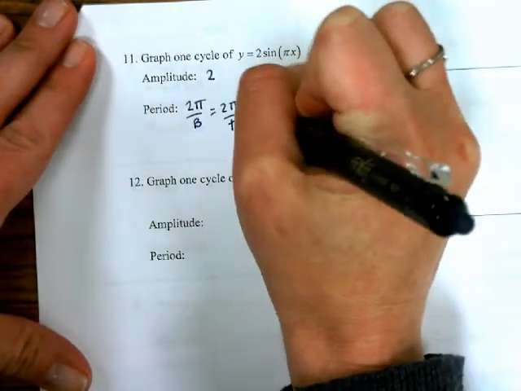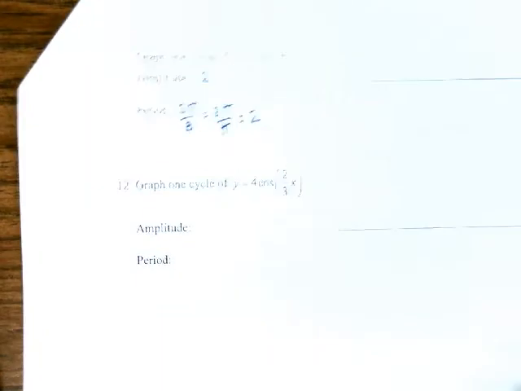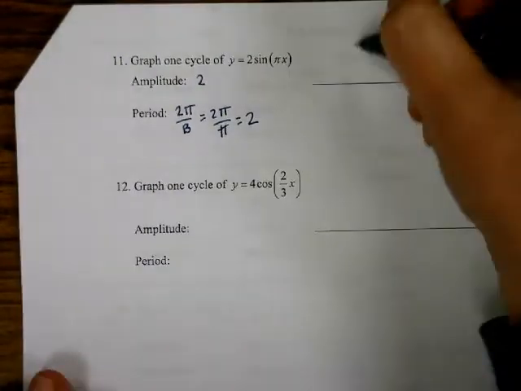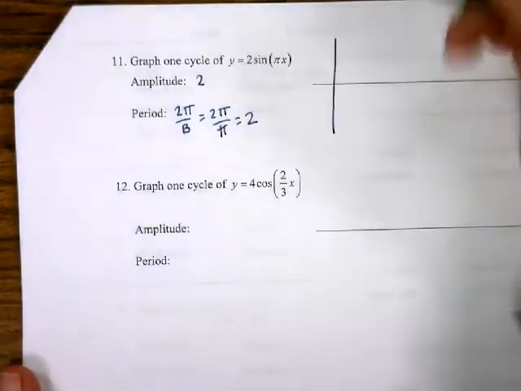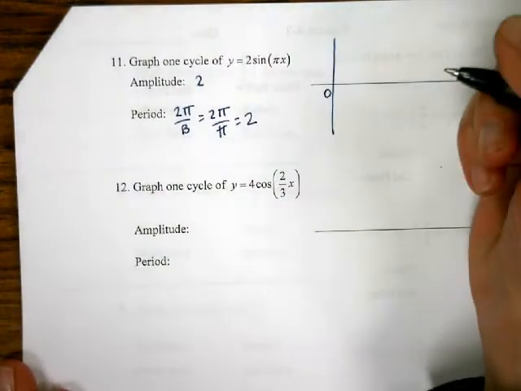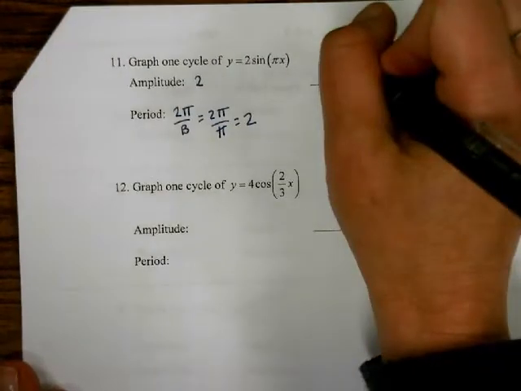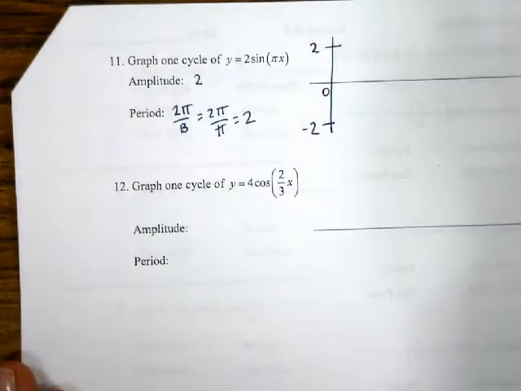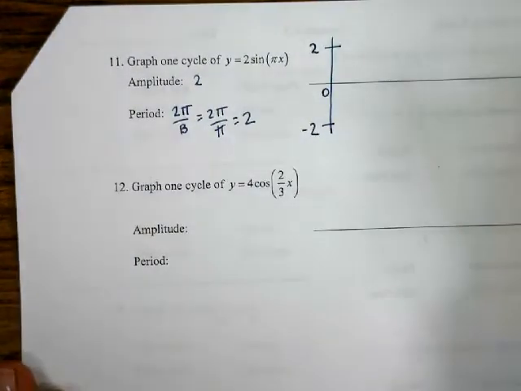Okay, so when we graph these guys, we're going to graph 5 points. We're going to graph along our x-axis. Okay, so here's what we're going to do. This point right here is 0. We'll talk about phase shifts at another time. This point up top here is positive 2. This point down here is negative 2. This is my period.